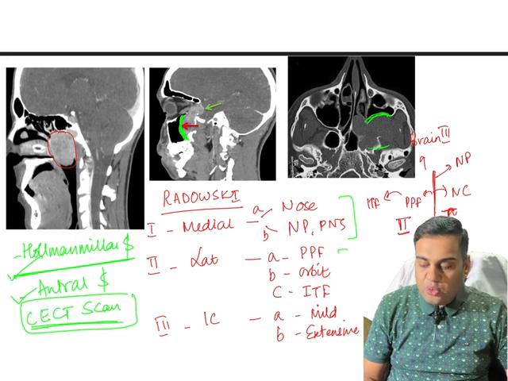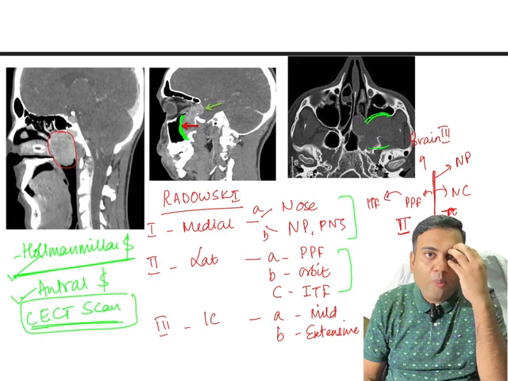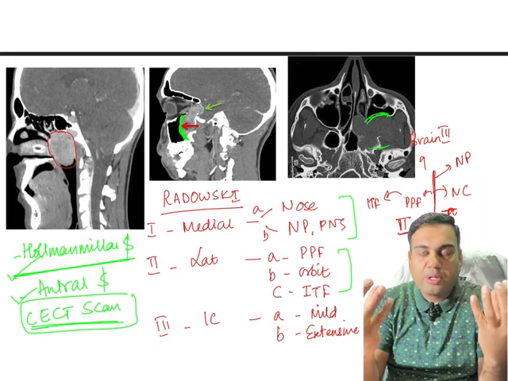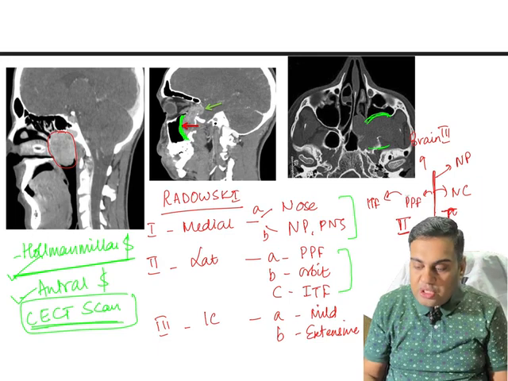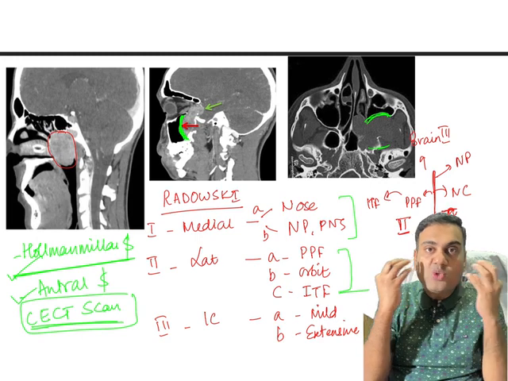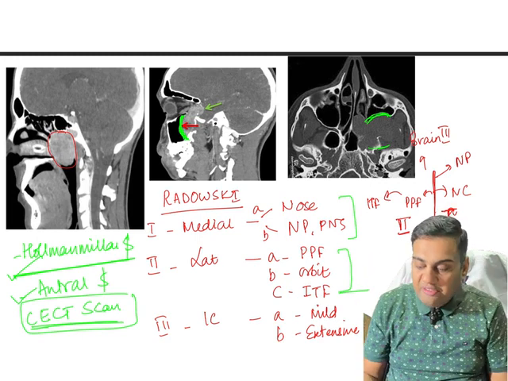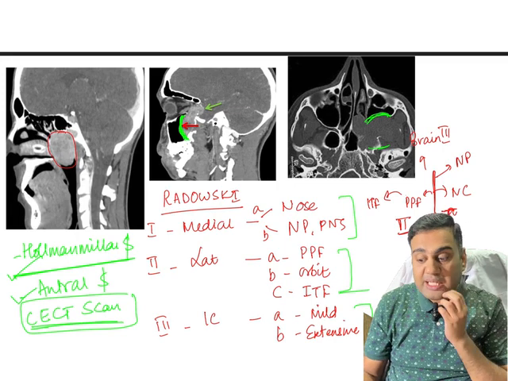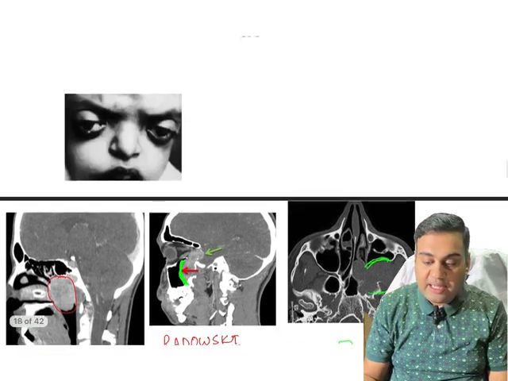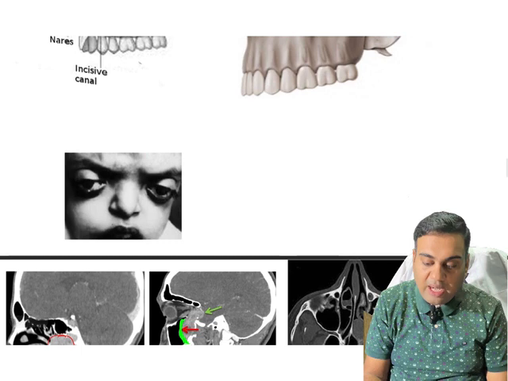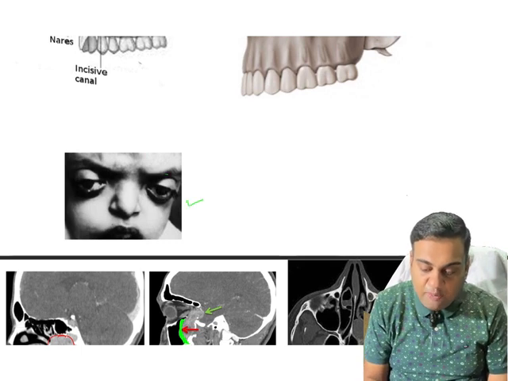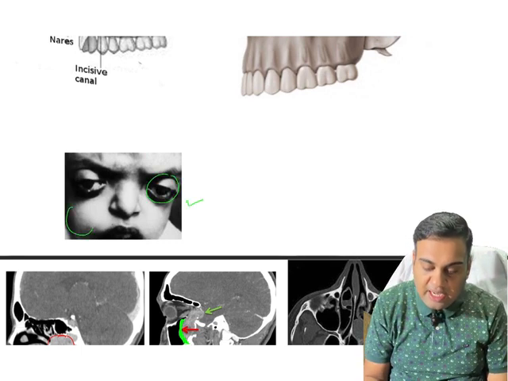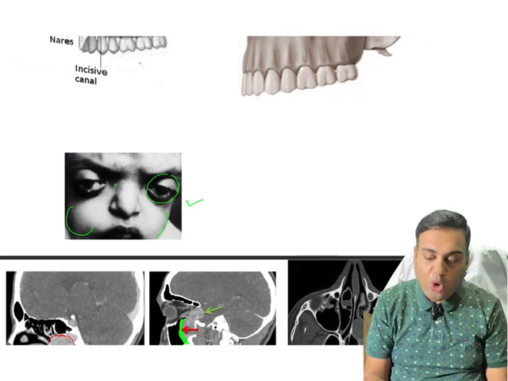If it is going into the orbit, what will happen? Proptosis, the eyes will come out. If it goes into the infratemporal fossa, there will be swelling on the cheek, and if it goes into the brain, there will be cranial nerve palsy. So what will this type of child look like? He will have proptosis, cheek swelling, and a broadened nose.